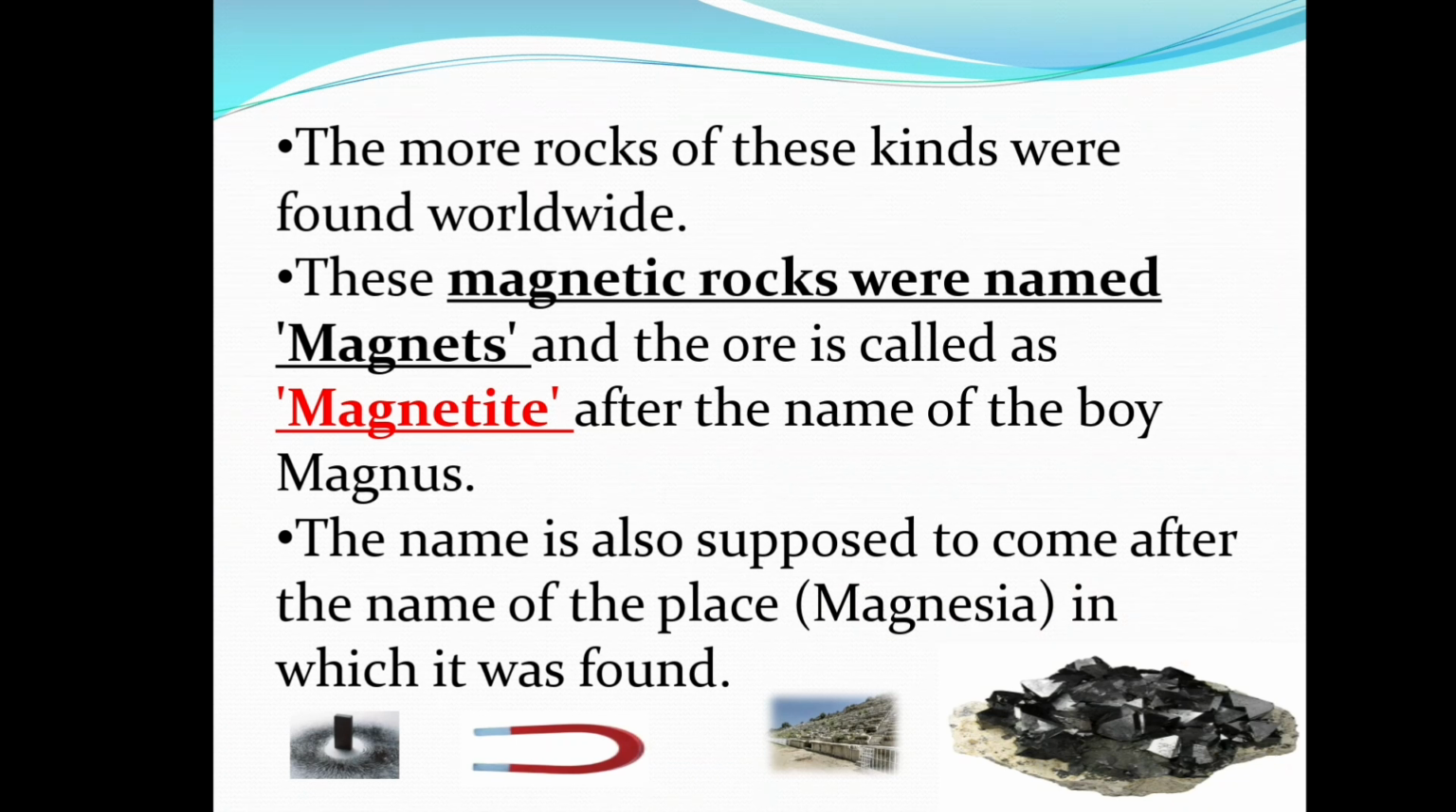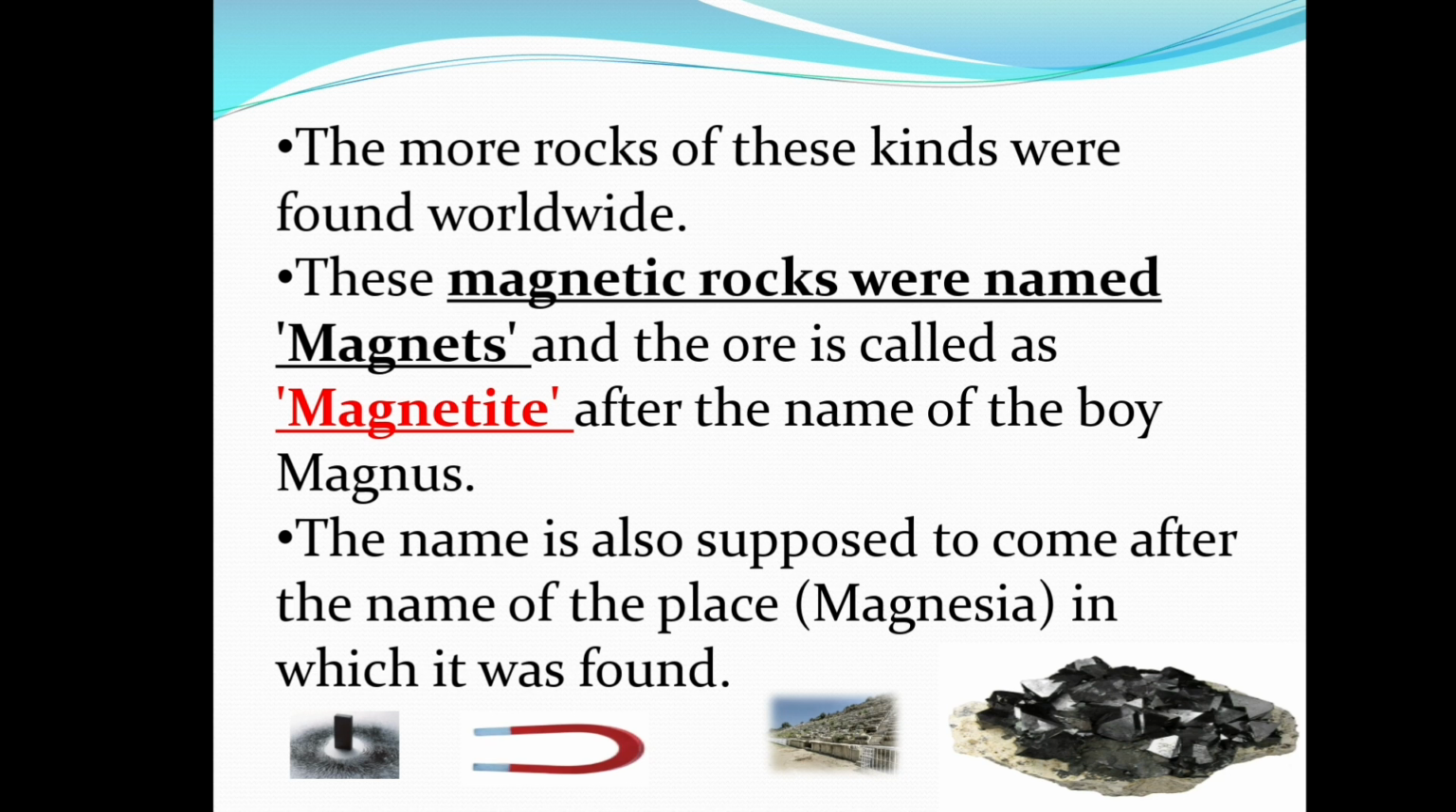In many parts of the world, more rocks of these kinds were found. These magnetic rocks were named magnets, and the ore is called magnetite, named after the boy Magnus. What is ore? It is a natural rock which contains a lot of minerals.